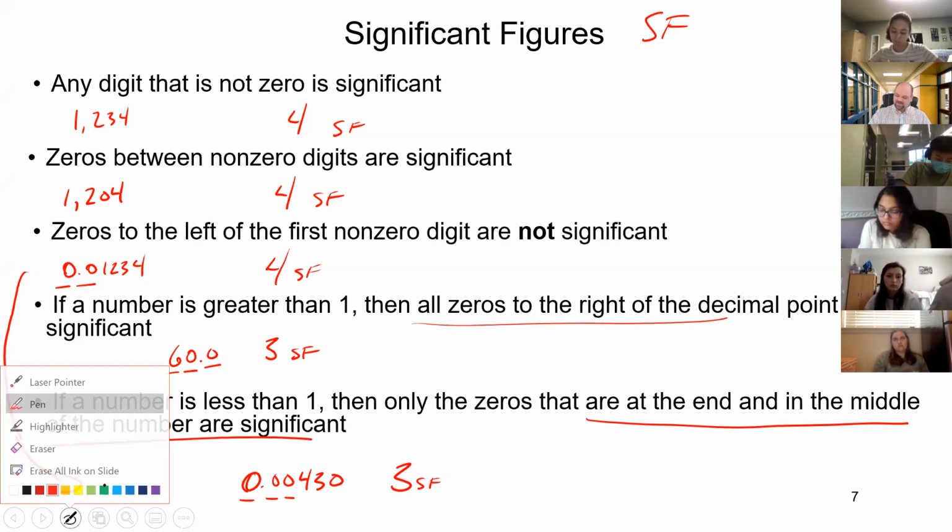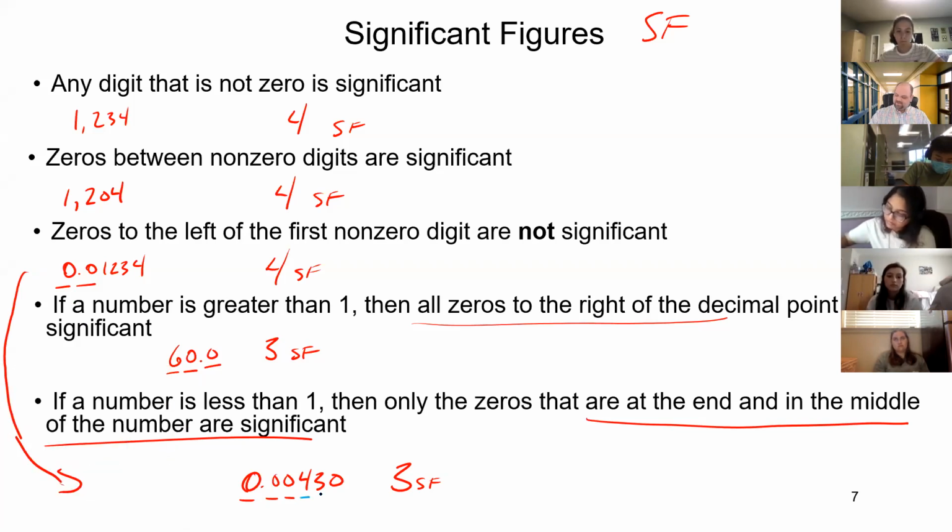Let me change colors here. These 3 are not significant. The 4 and the 3 are obviously significant. And then because that last 0 is to the right of our last digit and it's to the right of the decimal, it counts as a significant figure. So this last one to me is perhaps the most confusing rule.